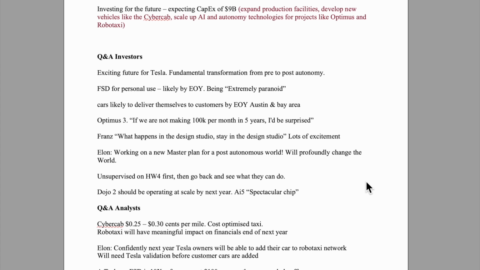So I wouldn't be surprised either if we're not seeing those sort of numbers. When asked about the design studio, Franz jumped into the call and said, "What happens in the design studio stays in the design studio." Lots of excitement there. Oh, goodness me, wouldn't it be fun to just be a fly on the wall and see what happens in there? Hopefully products we can't even imagine are also there.